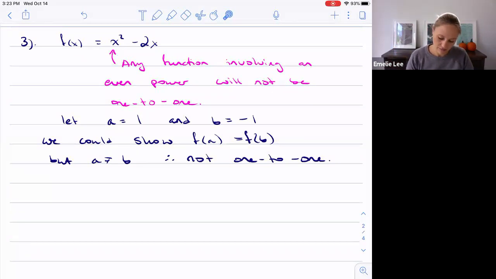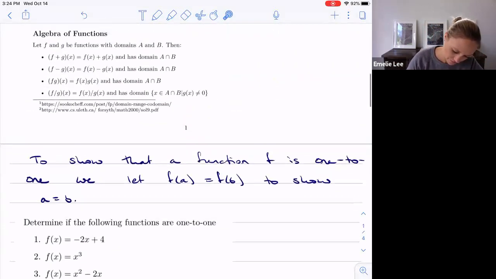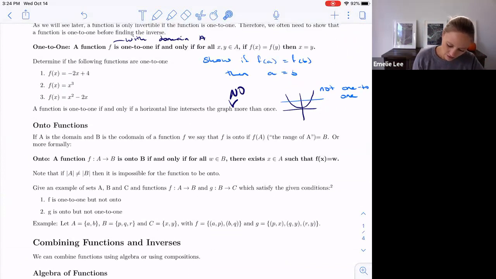But if you just remember, you take a positive value and its negative counterpart, and then you just argue that, well, if I plug these in, I get the same number, but it's not going to be one-to-one. So let's see here. So you can use the horizontal line test if you're not sure, right? If you've landed on something being one-to-one, but you just want to make sure, then you can graph it quickly in Desmos and make sure that a horizontal line would only cross this thing at one point.